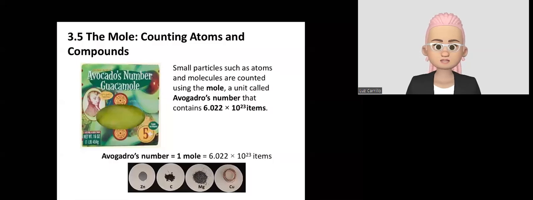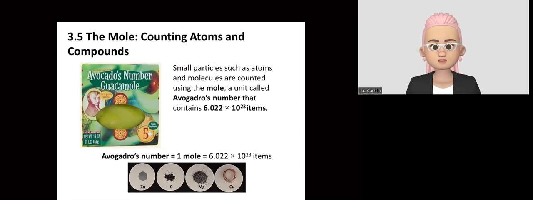In this video, we're going over section 3.5, which is titled The Mole, Counting Atoms and Compounds. In this section, we are going to learn how we look at molecules or atoms in terms of units of measurements. It is important to note that small particles such as atoms and molecules, we count them using a special unit, which is called the mole.